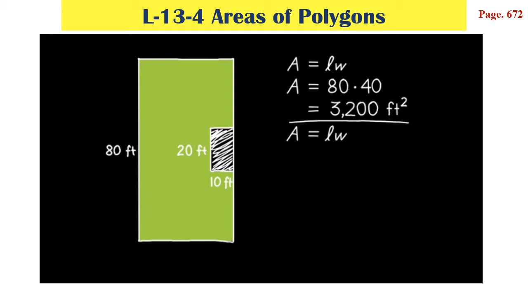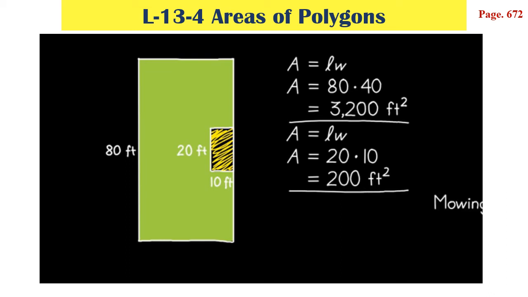Next, we'll use the same formula to find the area of the rectangular porch. The length of the porch is 20 feet. The width is 10 feet. Substitute these dimensions into the formula. 20 times 10 equals 200. So the area of the rectangular porch equals 200 square feet.